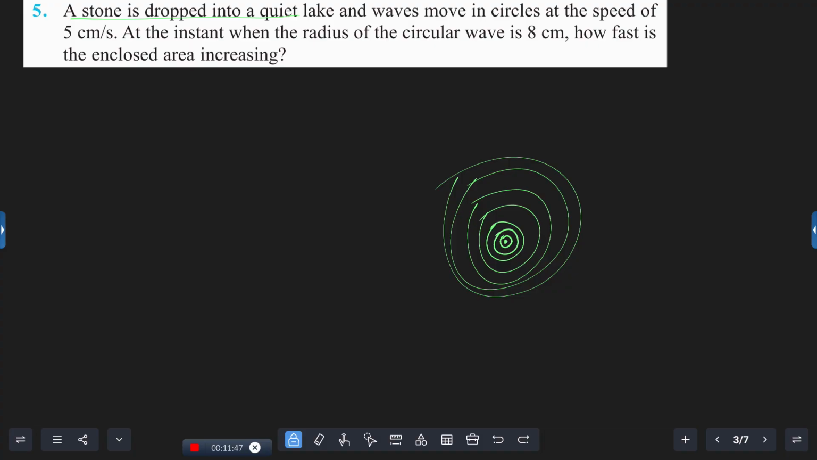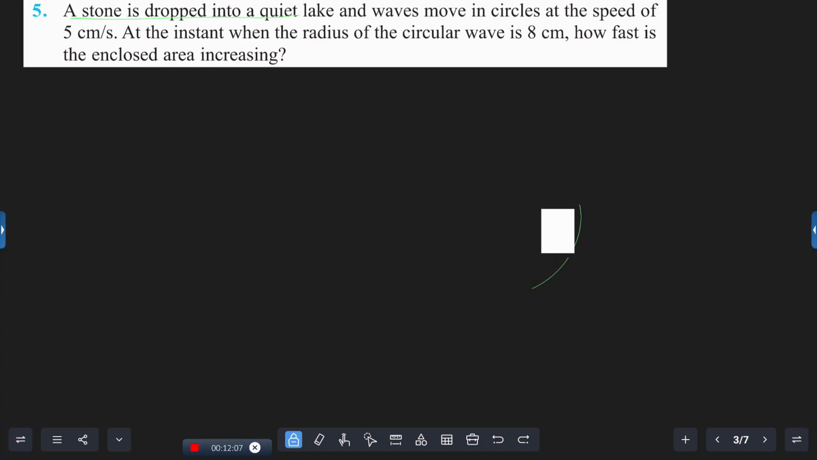So that first wave radius is small compared to the second. Like that it will be changing the radius, next to next to next. It will be increasing. So when you drop a stone in the lake, the radius will be increasing. That you have to realize here.